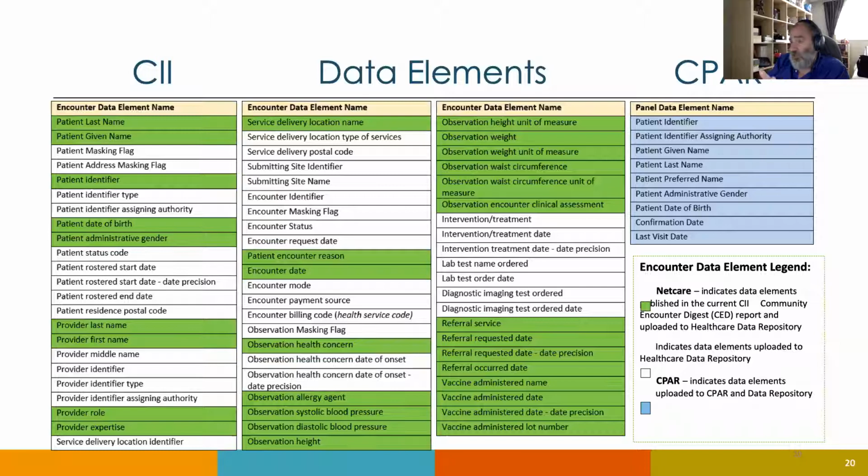The ones in green are shared to Netcare and the Healthcare Data Repository. The ones in white are just shared to the Healthcare Data Repository, and the ones in white are mostly metadata, dates and times and things like that. And then on the right, there's the information that drives and feeds to CPAR.